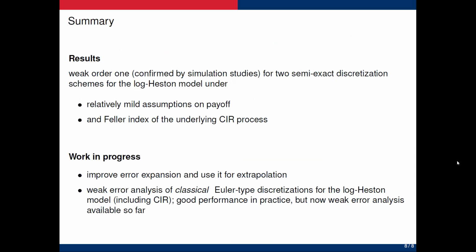So what have we shown so far? We showed weak order 1 for 2 discretization schemes and confirmed it by simulation studies under relatively mild assumptions on the payoff function and on the Feller index. Recall that for our second theorem, we didn't even need assumptions on the Feller index.